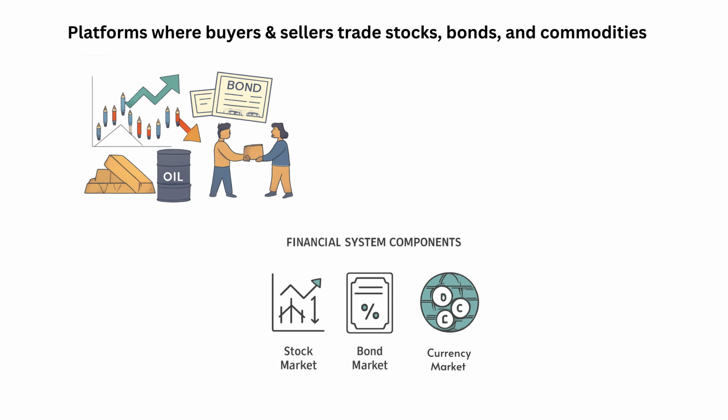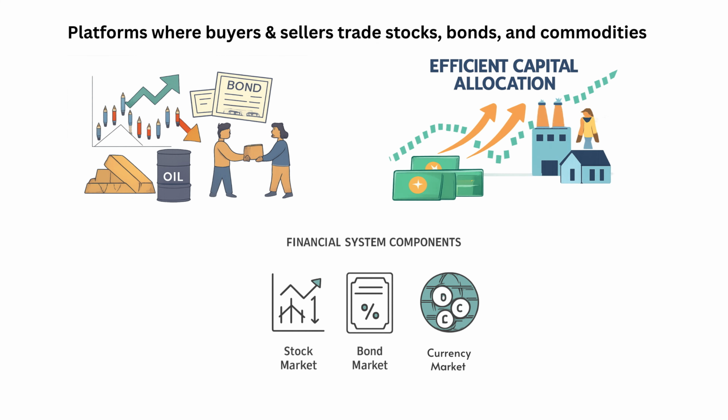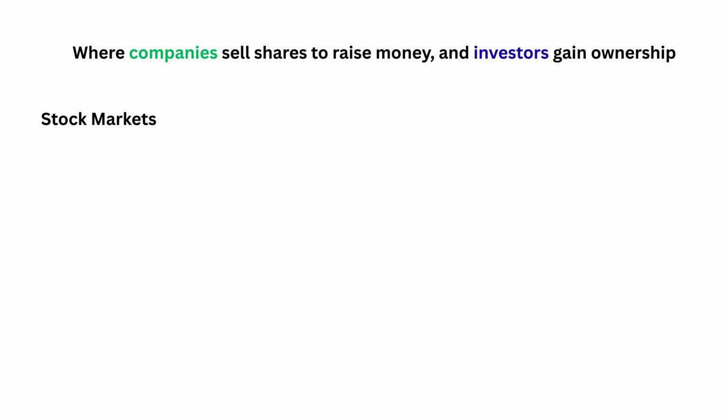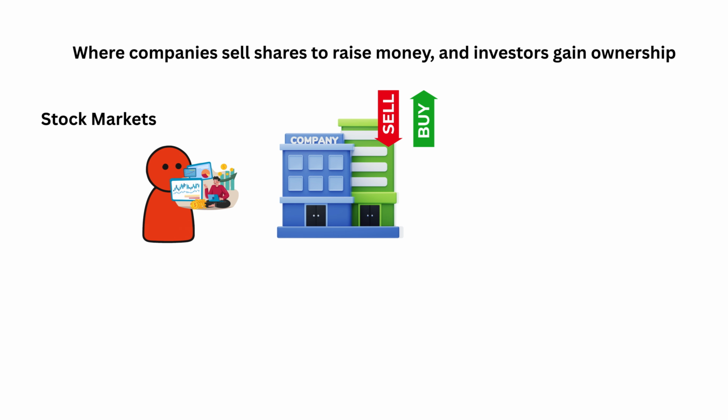They provide a way for businesses to raise capital for expansion and for individuals to invest in assets that can provide returns. The stock market, bond market, and currency market are key components of the financial system. Stock markets. Stock markets are places where companies sell shares of ownership in their business to raise money.